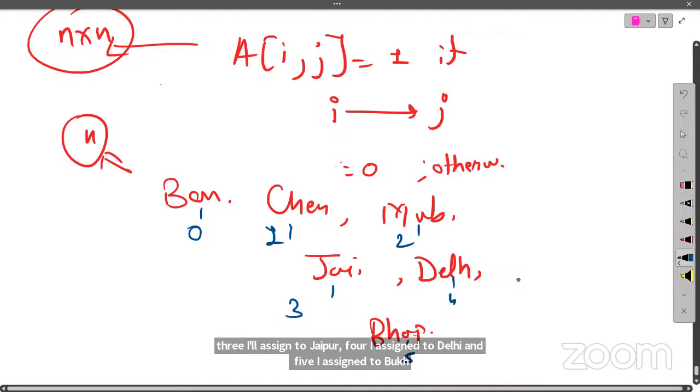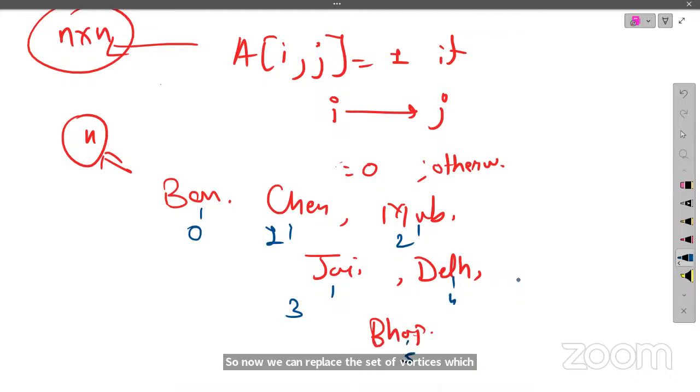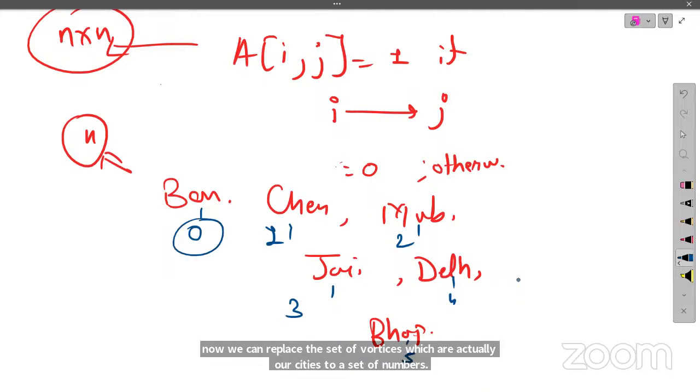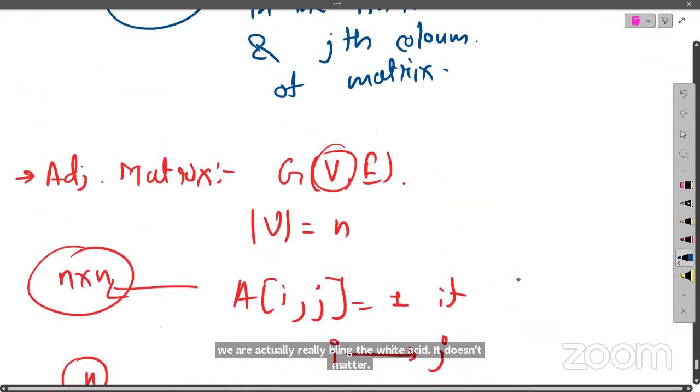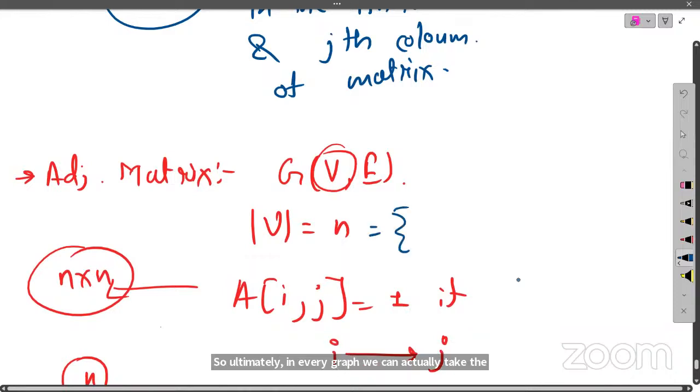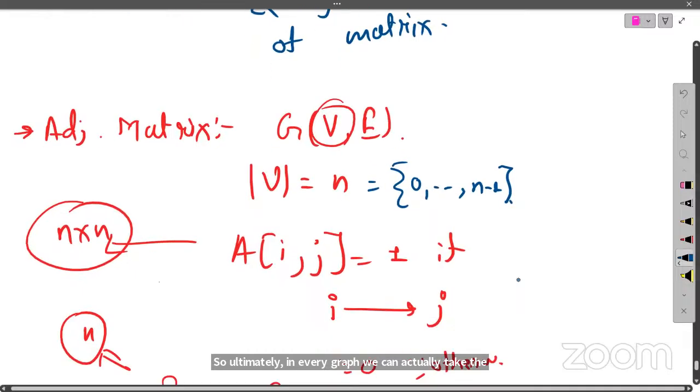So now we can replace the set of vertices, which are actually our cities, with a set of numbers. That means we can take 0, 1, 2, 3, 4, 5 to be our vertices. It won't change the graph because we are just relabeling the vertices. It doesn't matter. So ultimately, in every graph, we can take the set of vertices to be this set, 0 to n minus 1. Okay, so that's why this description makes sense.